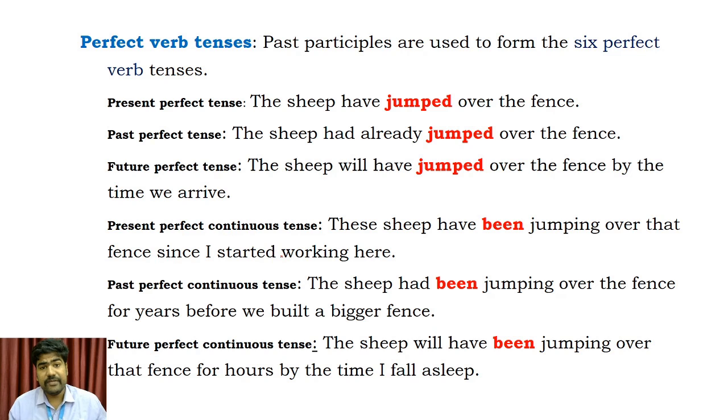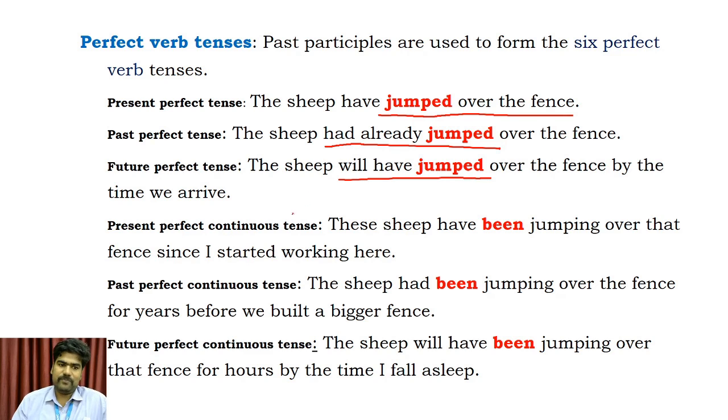Here I read one by one. The sheep have jumped over the fences. Here it's a present perfect tense. And past perfect, the sheep had already jumped. In future, the sheep will have jumped. In present perfect continuous, the sheep have been jumping. Past perfect continuous tense, the sheep had been jumping.